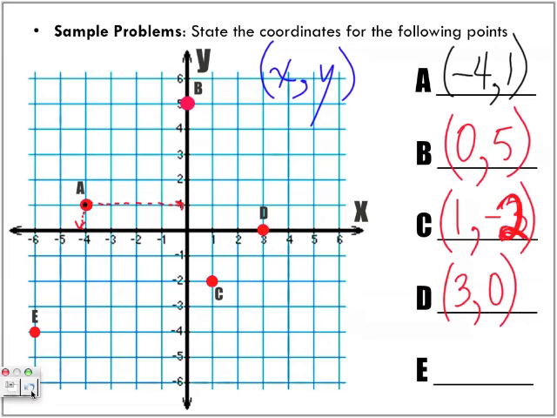And lastly, our letter E is pointing at what? What's our x value? -6, comma, and our y value -4. Okay. So notice how the first number is our x, the second number is our y. Right? And don't forget the brackets.